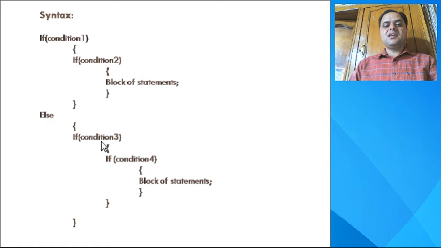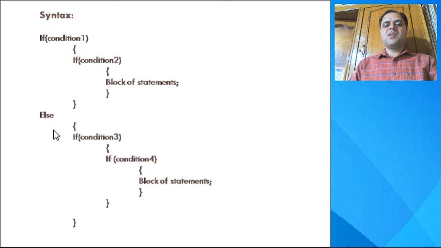And if this condition is true, then condition 4 will be checked, and if this condition is true, then this block will be executed. So this is the general syntax of the nesting of if statement. If condition 1 is true, then only condition 2 will be checked, and if condition 2 is true, then this block will execute. So for executing this block of statements, we require condition 1 and condition 2 to be true, and if the first condition is false, then this condition will not be checked.